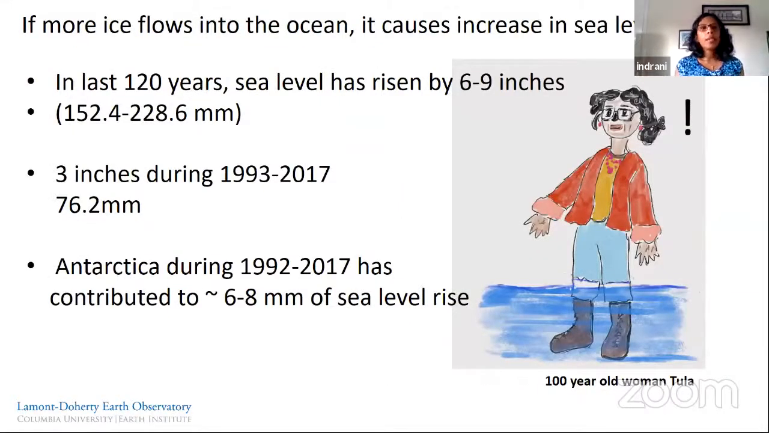Okay, like I said, if more ice flows into the ocean, it causes an increase in sea level. So here, just for demonstration, I have this woman who is 100 years old. Her name is Tula. And since the day that she was born until today, the sea level has risen to here. So in the past 120 years, the sea level has risen by 6 to 9 inches.